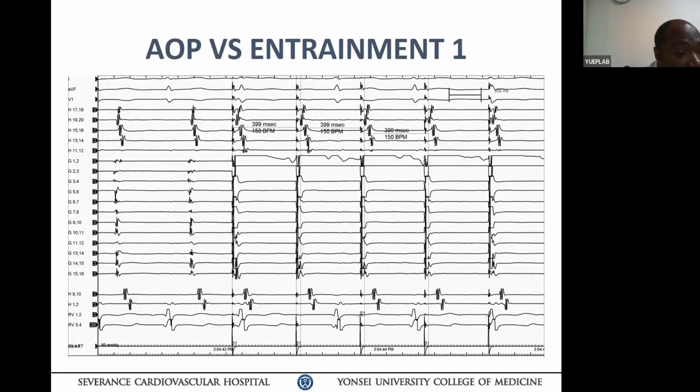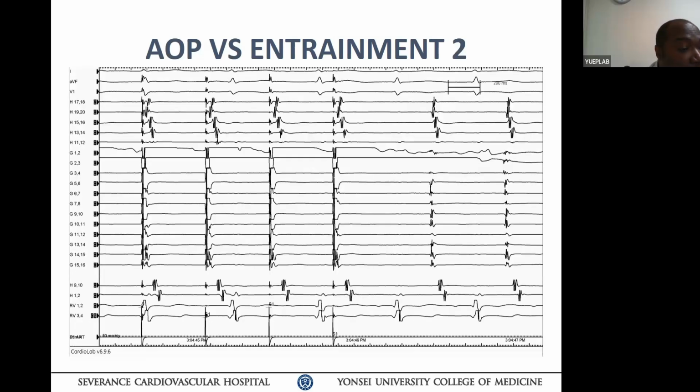We attempted to entrain, and over here we see that we attempted to entrain at 400 milliseconds. We see that the rate is as was paced, but we don't see any progressive fusion over here. And on termination of pacing, we see that the original tachycardia is restored. Now with entrainment, you would expect that there will be progressive fusion before it takes over the rhythm. We did not see that.